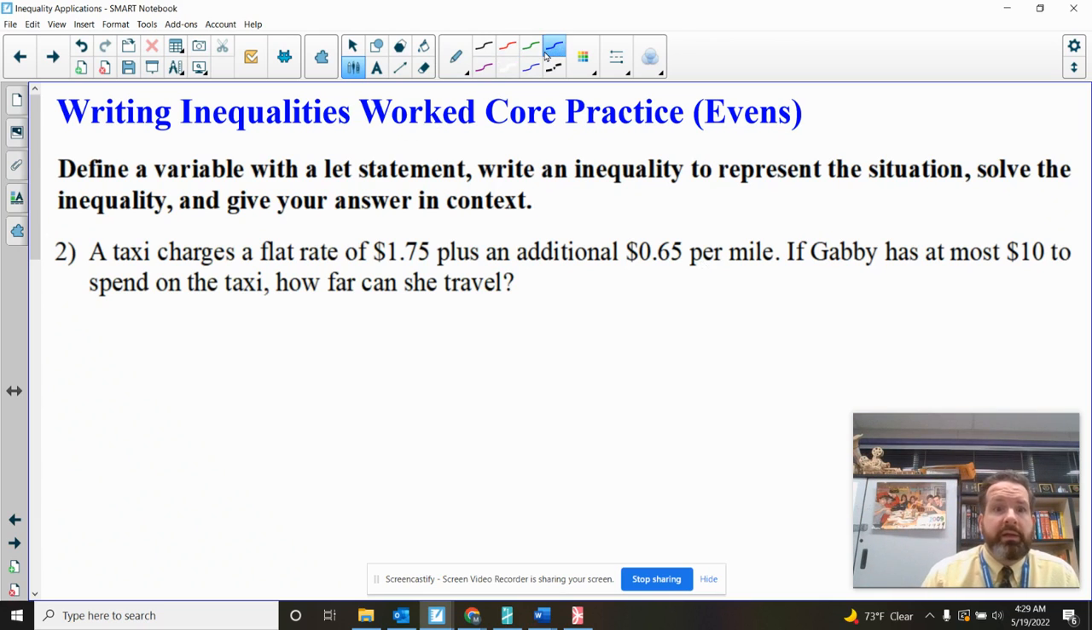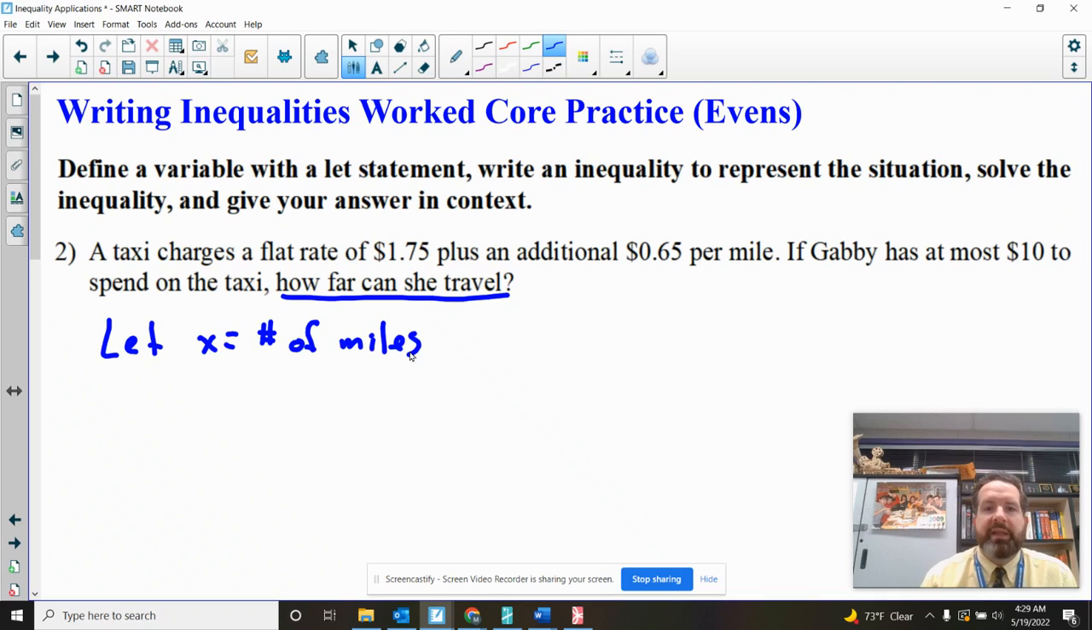Okay, well, the variable that we define needs to be the one that answers the question that is asked. So let's let our variable, and I'm going to use x, equal the number of miles that Gabby can travel. So x is the thing I don't know. That's the thing I'm trying to find. It's the number of miles. Now, let's think through the information from the problem.